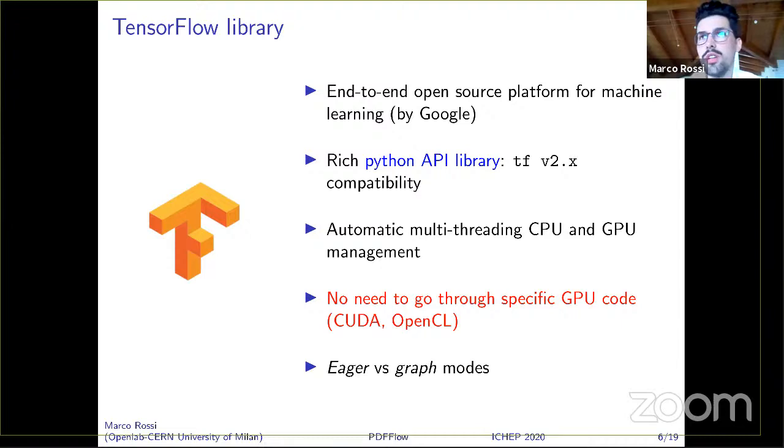In order to leverage this parallelization, we use the capabilities of the TensorFlow library, which is an end-to-end open source platform for machine learning produced by Google. It has a rich Python API library, and we ensure the compatibility of our tool with TensorFlow version 2. Also, the interesting point in using TensorFlow is that it manages automatically the placement of tensors, which are the basic objects manipulated by the TensorFlow library, onto several platforms like CPUs and GPUs. So there's no need to write specific code directly programming on GPUs that could make the task harder.